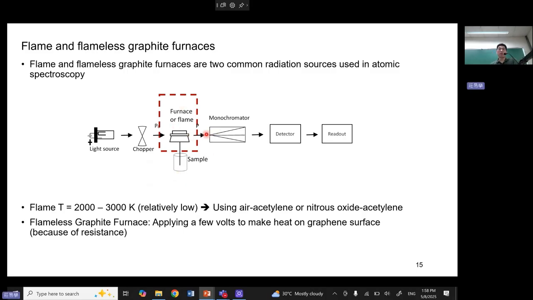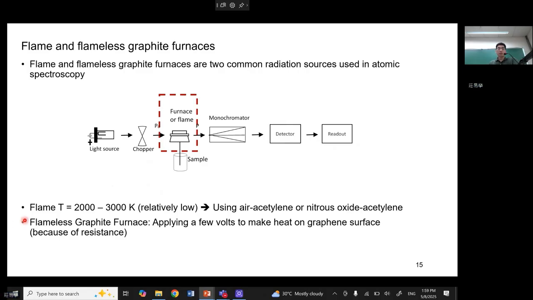And following the furnace or flame, we have a monochromator. Again, the monochromator is here to filter out the lights you don't want, and allow the lights you desire to pass through. Later, you have a detector, which is responsible for measuring the intensity of lights. And for readout, you need a computer to receive the signal.